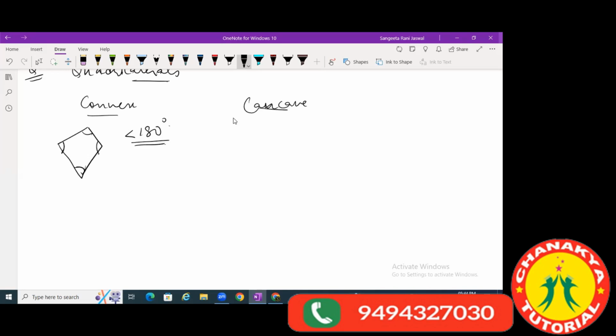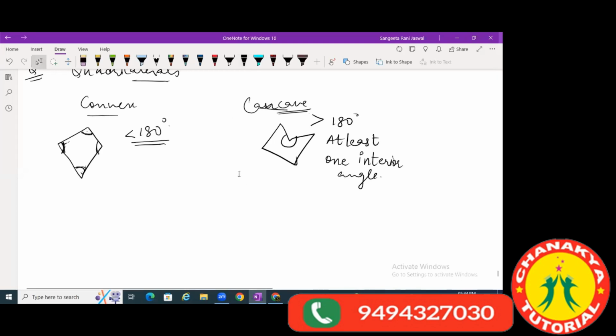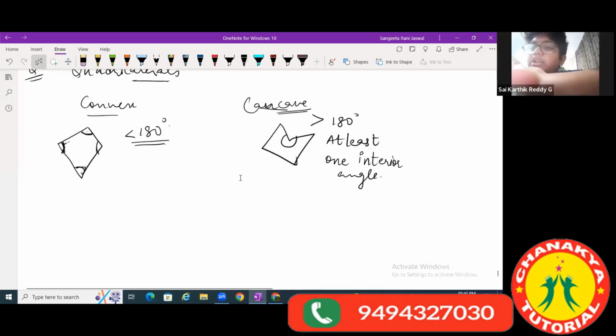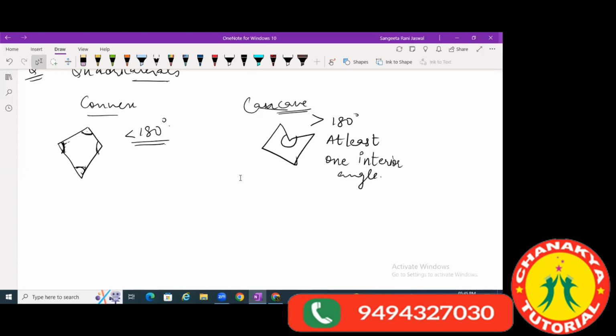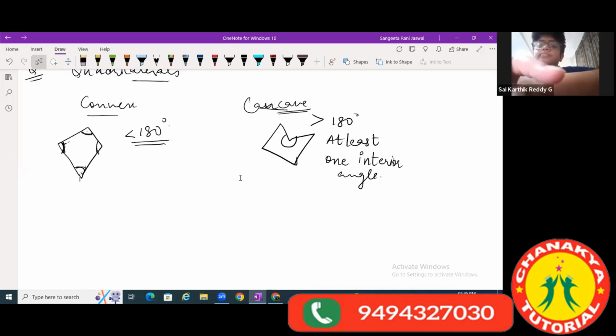Right? A concave polygon is one where at least one interior angle is greater than 180 degrees. Are you understanding? In concave, at least one interior angle should be greater, and in convex, each of the interior angles should be less than 180 degrees, not all together but each one. If anyone has a doubt, stop me and ask. Ma'am, in concave, at least one interior angle should be greater than 180, ma'am. Yes, at least one angle should be greater than 180 degrees.